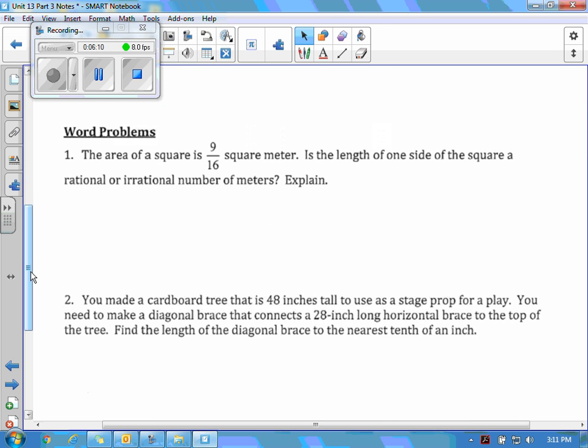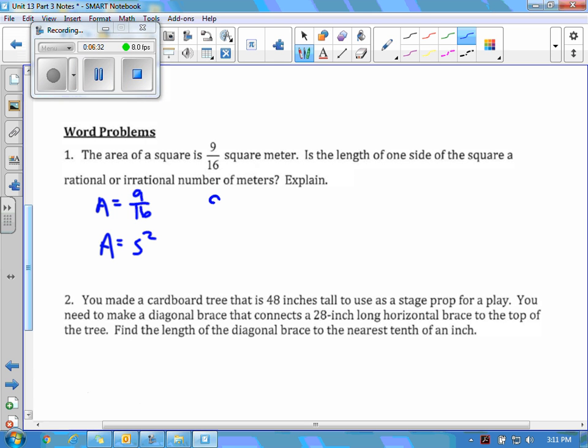Then we got a couple of word problems. It says the area of a square is 9/16 square meters. Is the length of one side of the square a rational or irrational number of meters? Explain. So we have a square. Our area is 9/16. We know that area equals side squared. So 9/16 equals side squared.